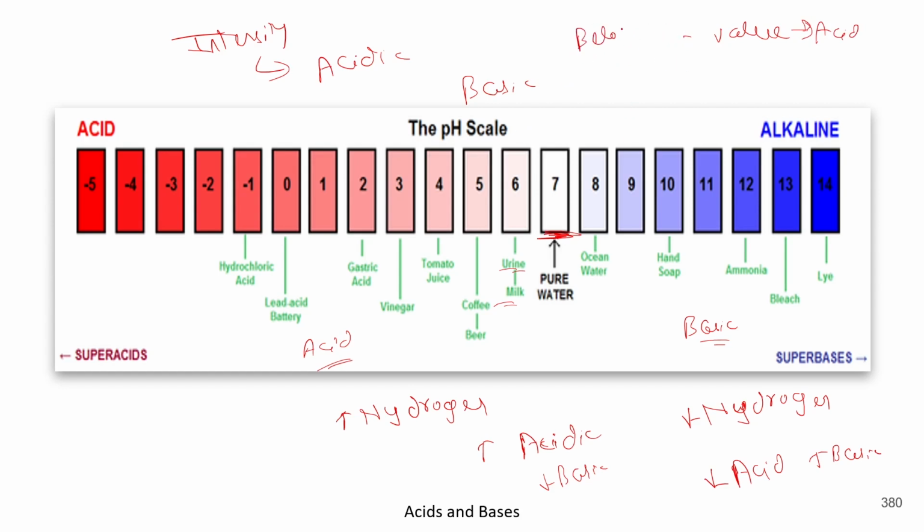Below 7 value it's an acid, above 7 value it is a base, and 7 value is the neutral form, or here you can say pure water. Okay, so here we have finished the indicators.